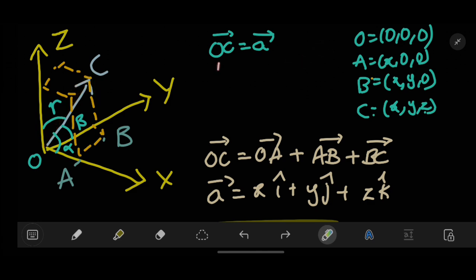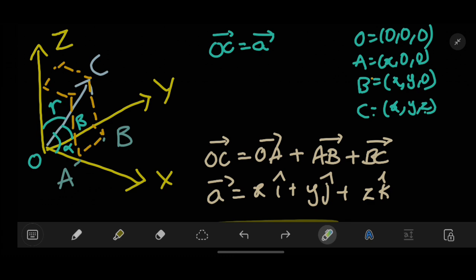Now O is nothing but origin simply. We are coinciding O with the origin of the coordinate axis. That is why O is given as 0, 0, 0. Right? Now the A vector is x, 0, 0 as you can see there, because it is on the x-axis, only the x coordinate will be present.